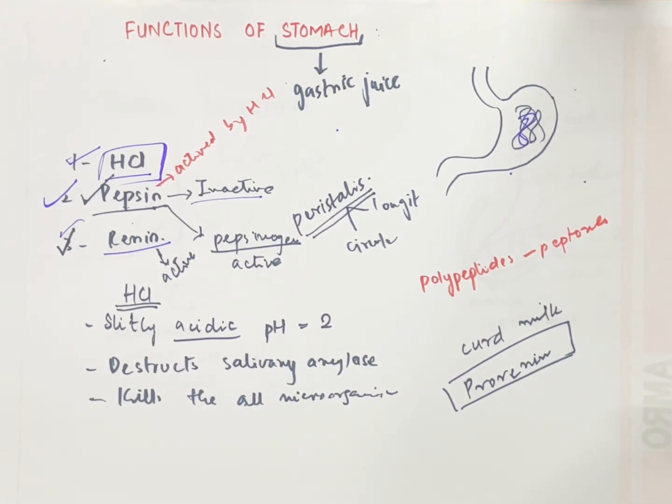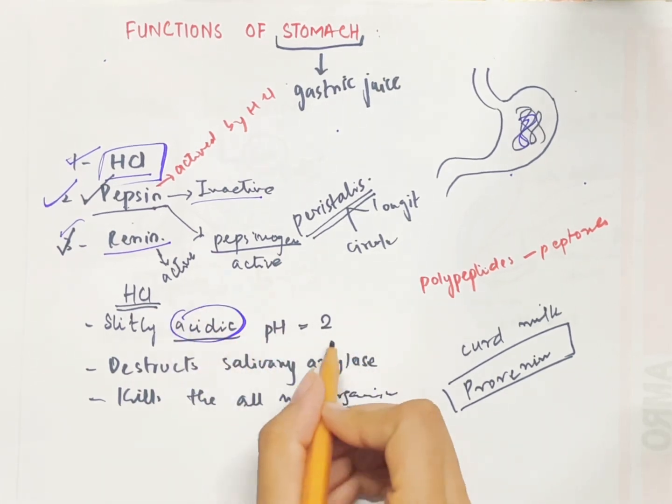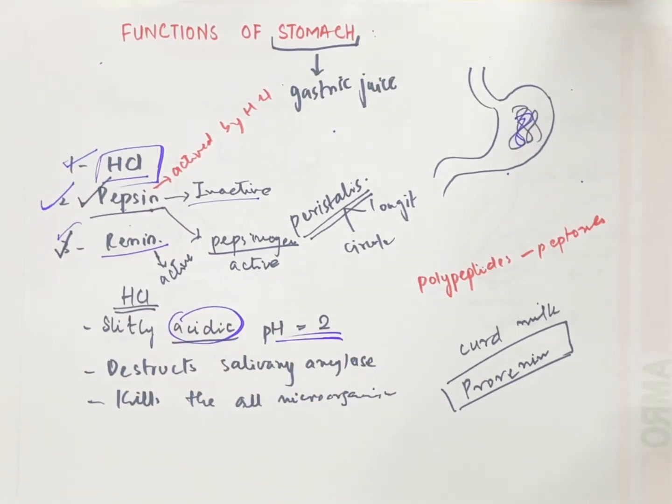When we talk about hydrochloric acid in detail, it is acidic in nature, as its pH is around two. It destroys the salivary amylase and kills all the microorganisms. These are the three major secretions of the stomach: HCl, pepsin, and renin. And the major function is that of HCl, as it destroys and kills all the microorganisms that are present in the stomach.